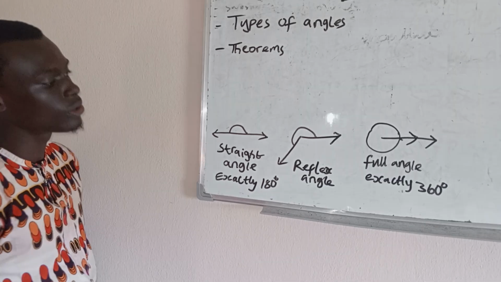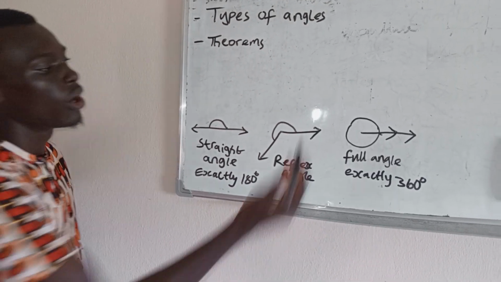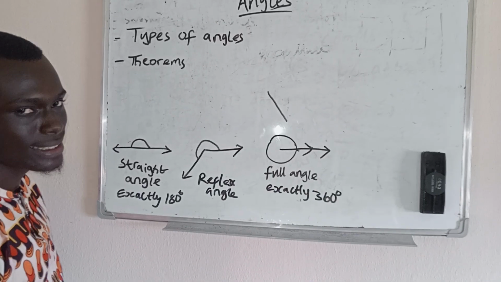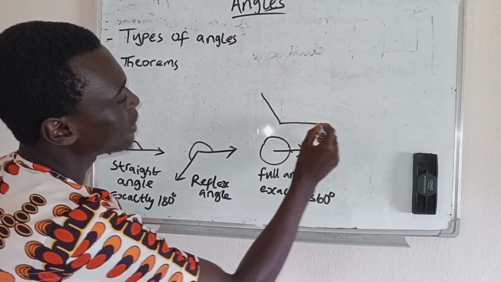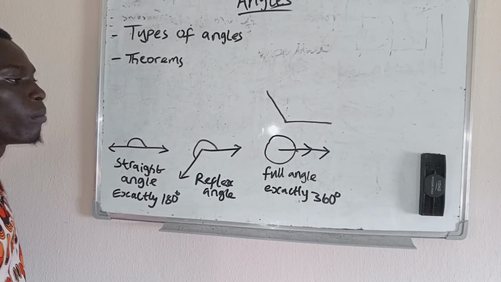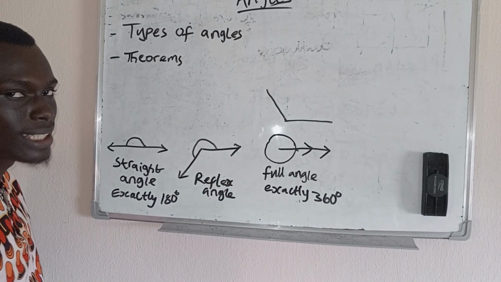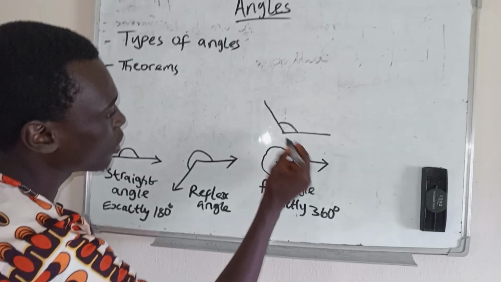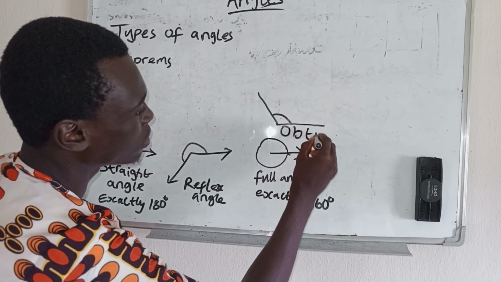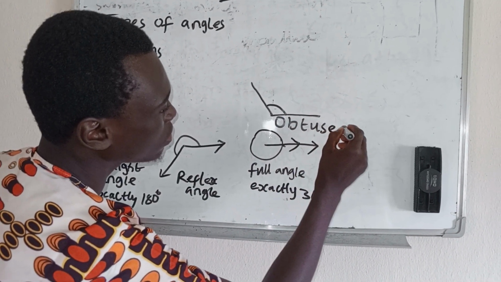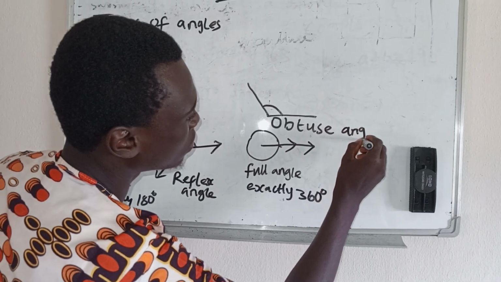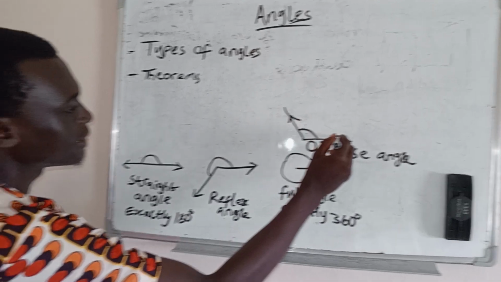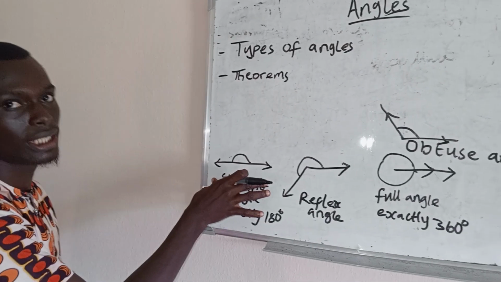And then the next one we are going to be looking at is obtuse angles. Obtuse angles are angles that are more than 90 degrees but less than 180 degrees. Something like this. Obtuse angle. An obtuse angle is more than 90 degrees but less than 180 degrees.